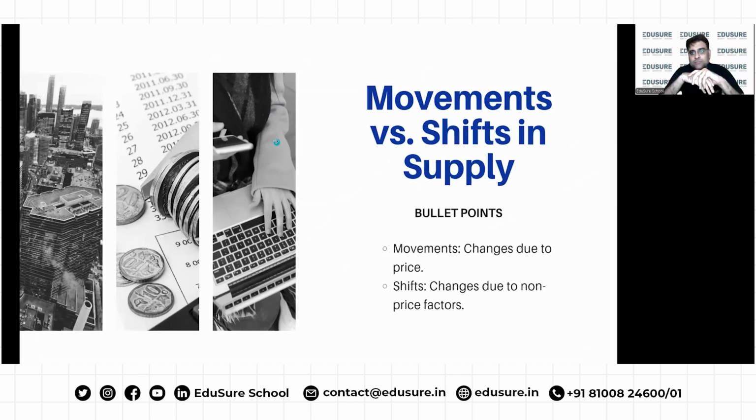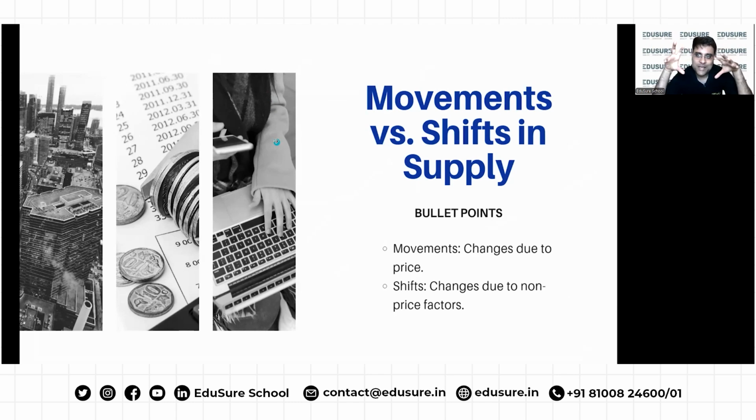So like demand, supply curves also experience movements and shifts. Movement along the supply curve happens when there is a change in the price of the good. For example, if the price of milk increases, dairy farmers may be willing to supply more milk, causing an upward movement along the supply curve.